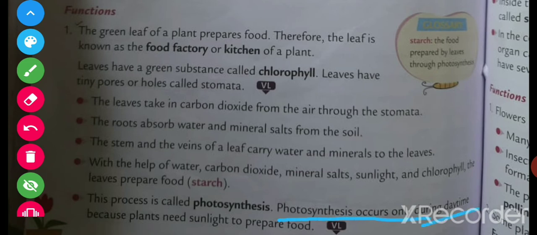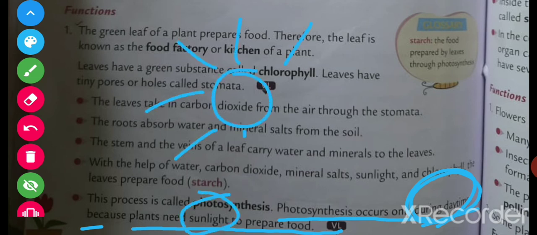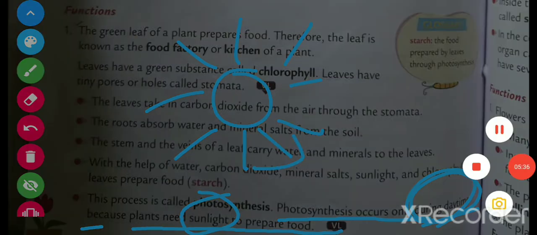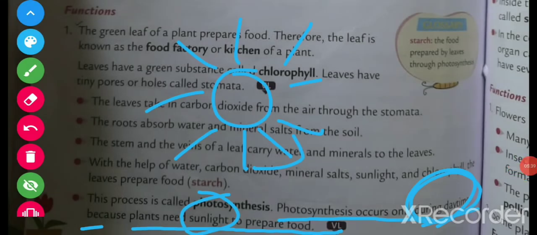Photosynthesis occurs only during daytime. Photosynthesis process, when? During the daytime. Photosynthesis is done by plants during the daytime. Plants need sunlight to prepare food. Plants need what? Sunlight to prepare their food. So the photosynthesis process is done by the plants during daytime.